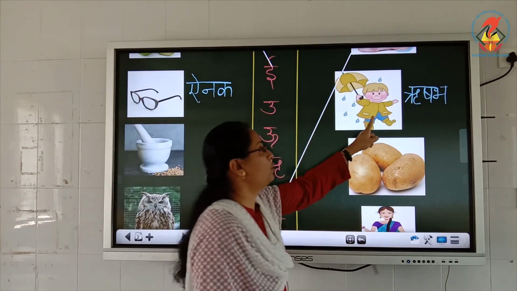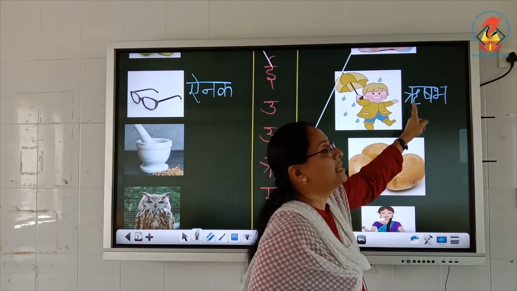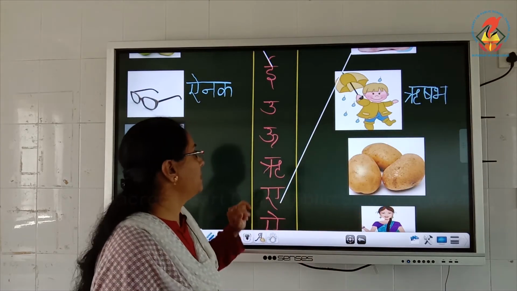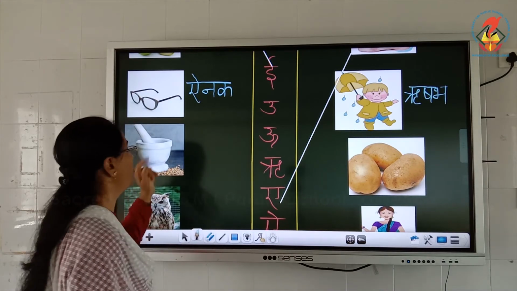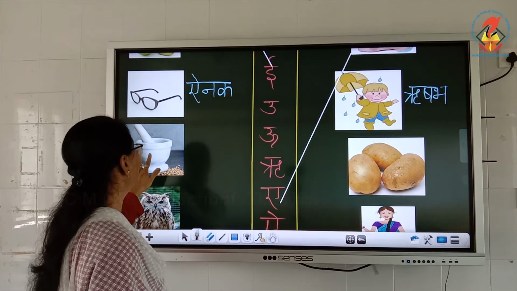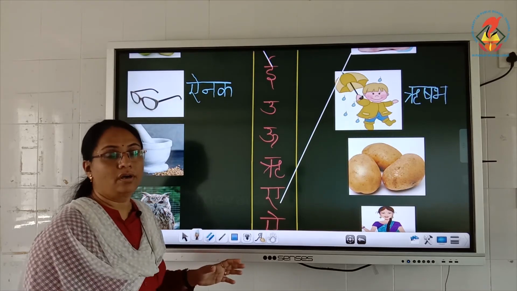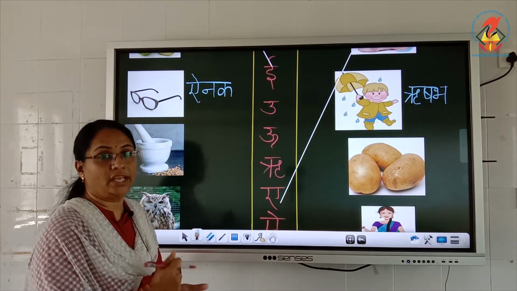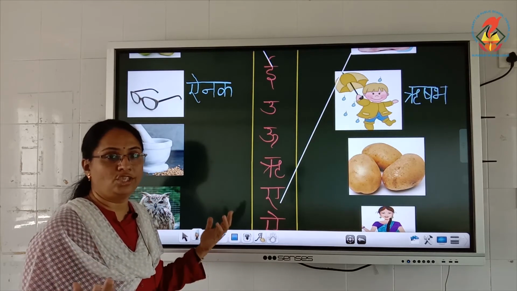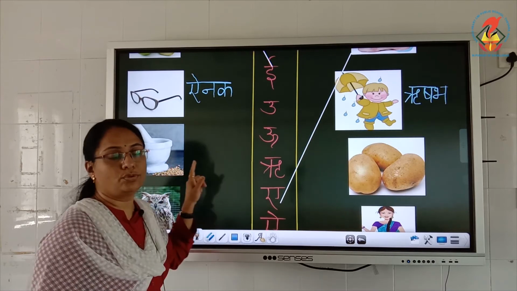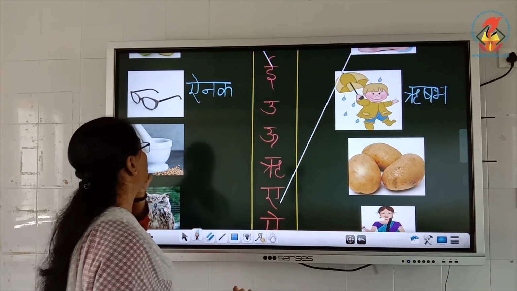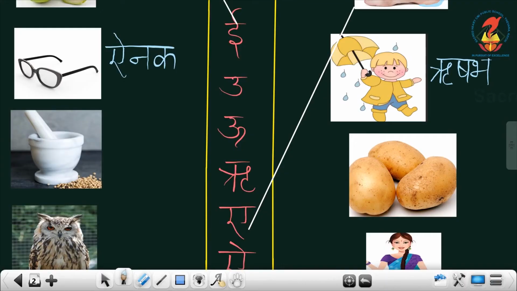Here the first sound of this picture's name is Re. So you need to match that picture with Re letter. That we will do later. Let us come to this. I told you your mummy uses this in the kitchen for crushing the garam masalas or onions or garlic or ginger. She uses mortar. What do you call this mortar?